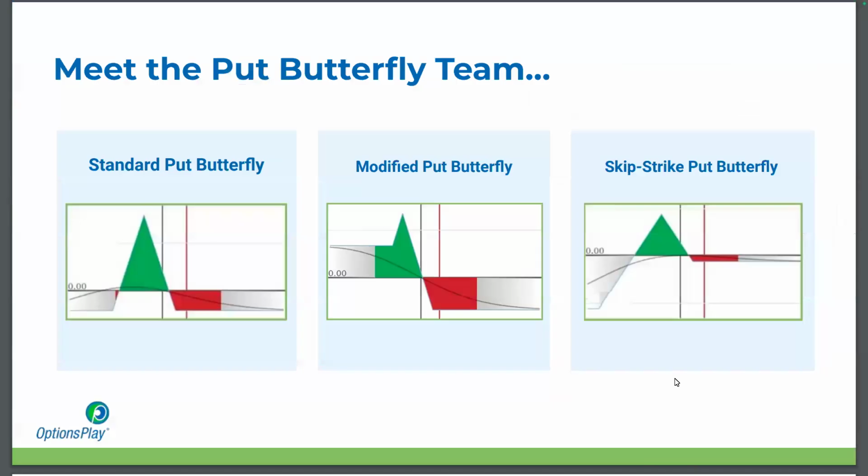Okay. So here was the butterfly team that we put together from last week. We went in and looked at a standard butterfly, just flat out butterfly, kind of boring. If I do a standard butterfly, I'm usually doing it right at the money, maybe using 0 DTE options in an index like the S&P 500. Or look at a modified butterfly. This is what we're going to focus on today.